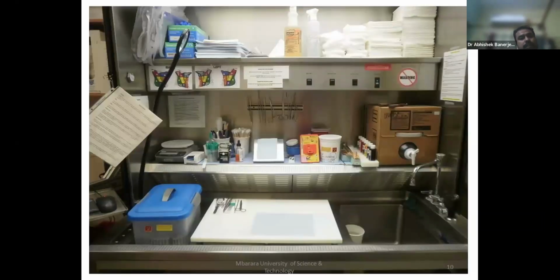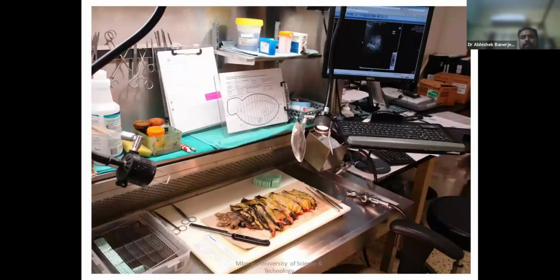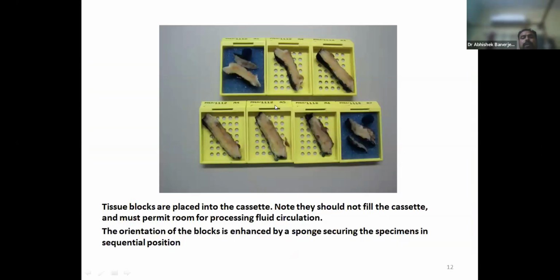This is how a grossing room should look, with the notes and everything. They should have a sink on the extreme sides. There's a table, and sometimes I have seen even grossing tables that are sloping. So this is how the samples should be kept, and these are inked specimens. The orientation of the blocks is enhanced by a sponge, securing the specimens in a sequential position. This is a sponge. Those things are practically not very possible.